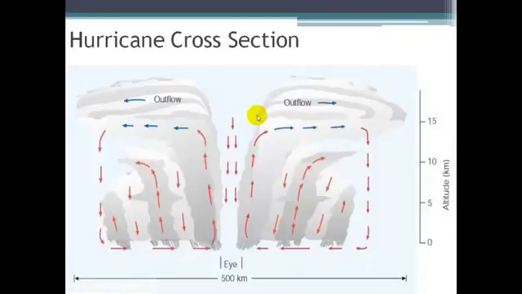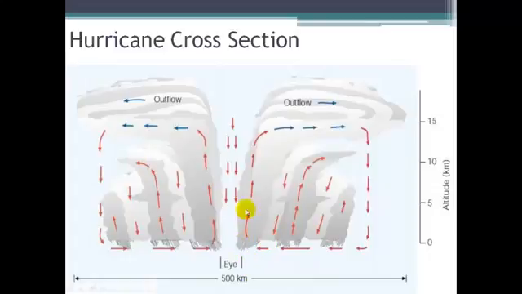Here's a cross-section of a hurricane. So we have the eye. This is going to be the lowest pressure here. This is the center of the storm. On the sides of the eye, we have the eye wall, where we have our most massive convective uplifting happening.